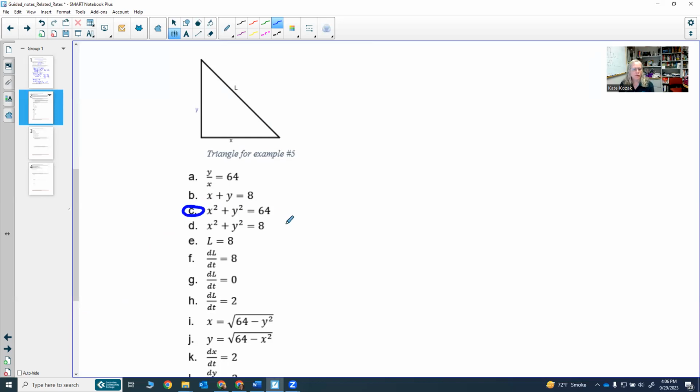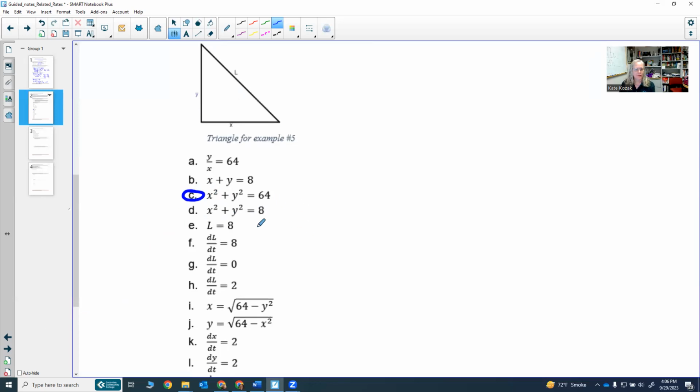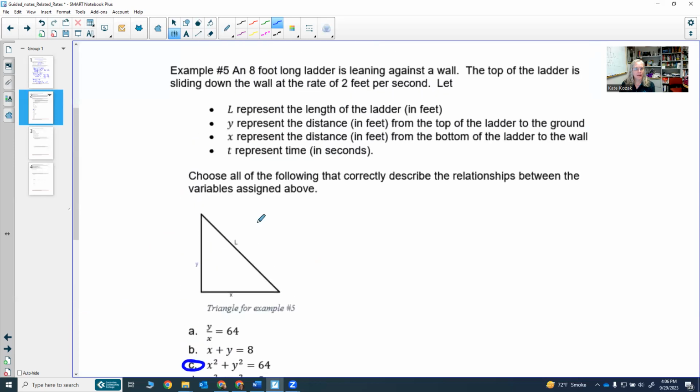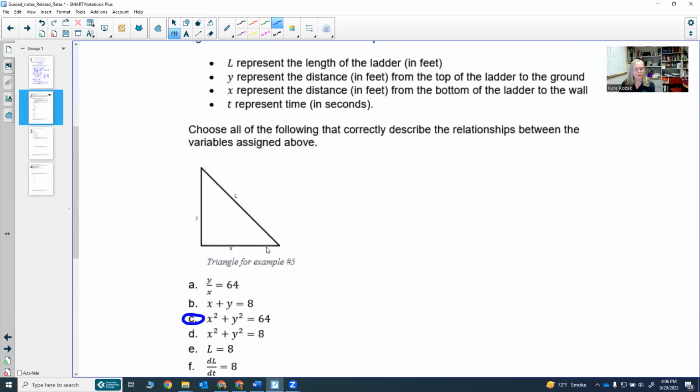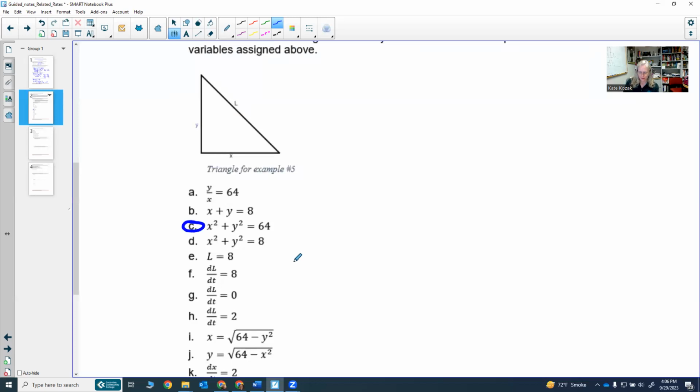D is X squared plus Y squared equals 8. That one doesn't work because 8 isn't squared. We need all these sides to be squared to fit the Pythagorean theorem. E says L is equal to 8. Well, L is in fact equal to 8 because the ladder is 8 feet long. So we can say that E also is one that works.